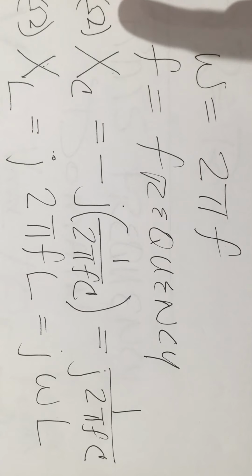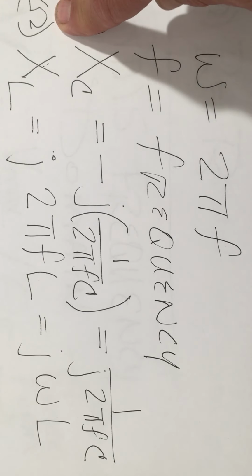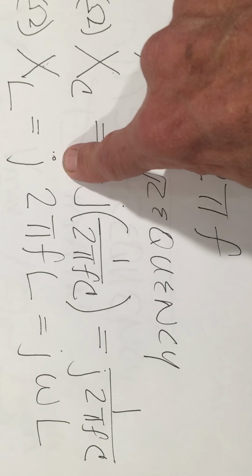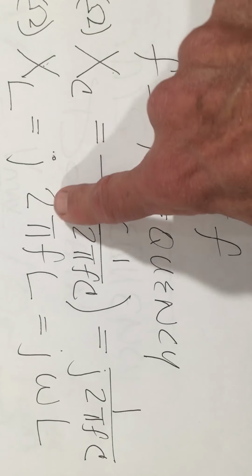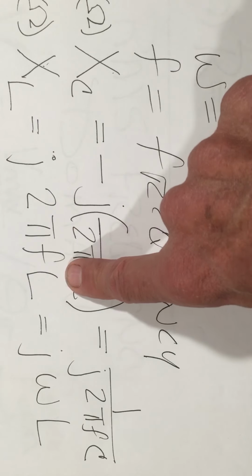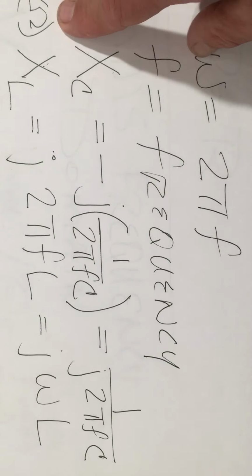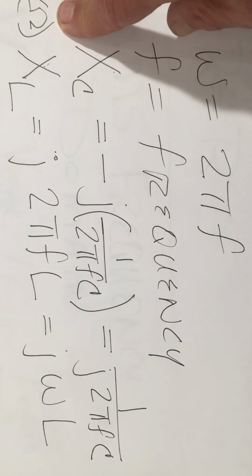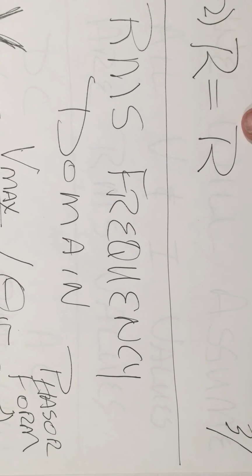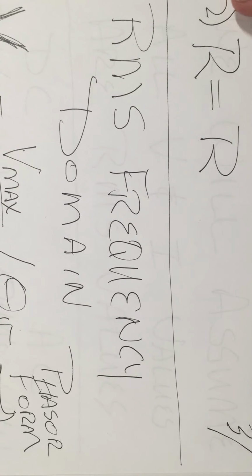The same with the inductor. I can change the inductor into an ohm value by multiplying by J times omega times L, or 2 pi f times L, and I get an ohm value. Okay? Resistors will always stay in ohms. Not a big deal. So in the RMS frequency domain, now this is a different domain.